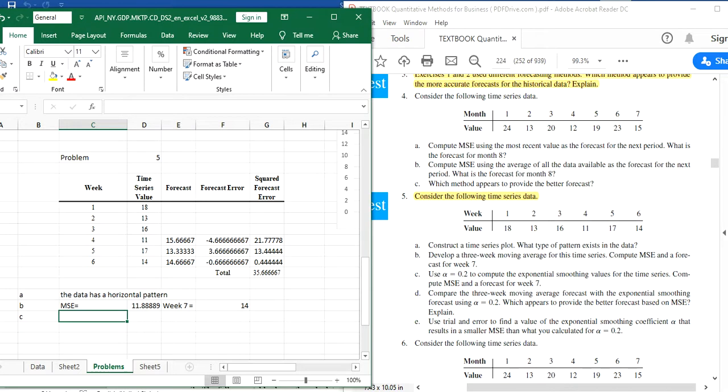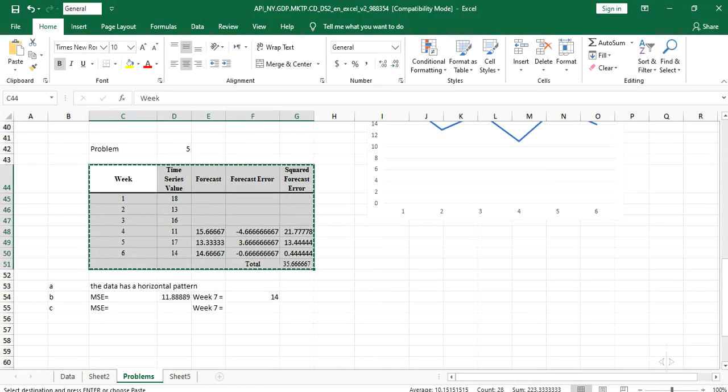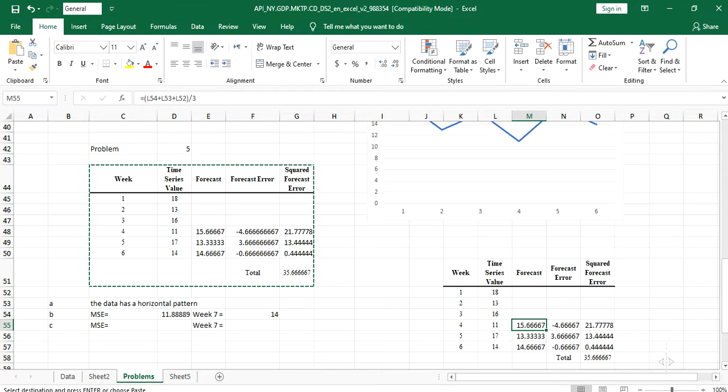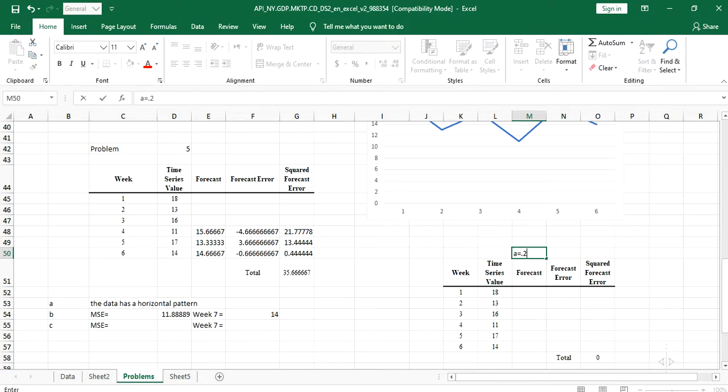Okay, and now what I do here is calculate the same thing but using the exponential model. Okay, week 7. So in order to do that, I need to develop the same model here, but using the other values. So I will remove these, okay, and start from here. Yeah, so we have A equals 0.2.